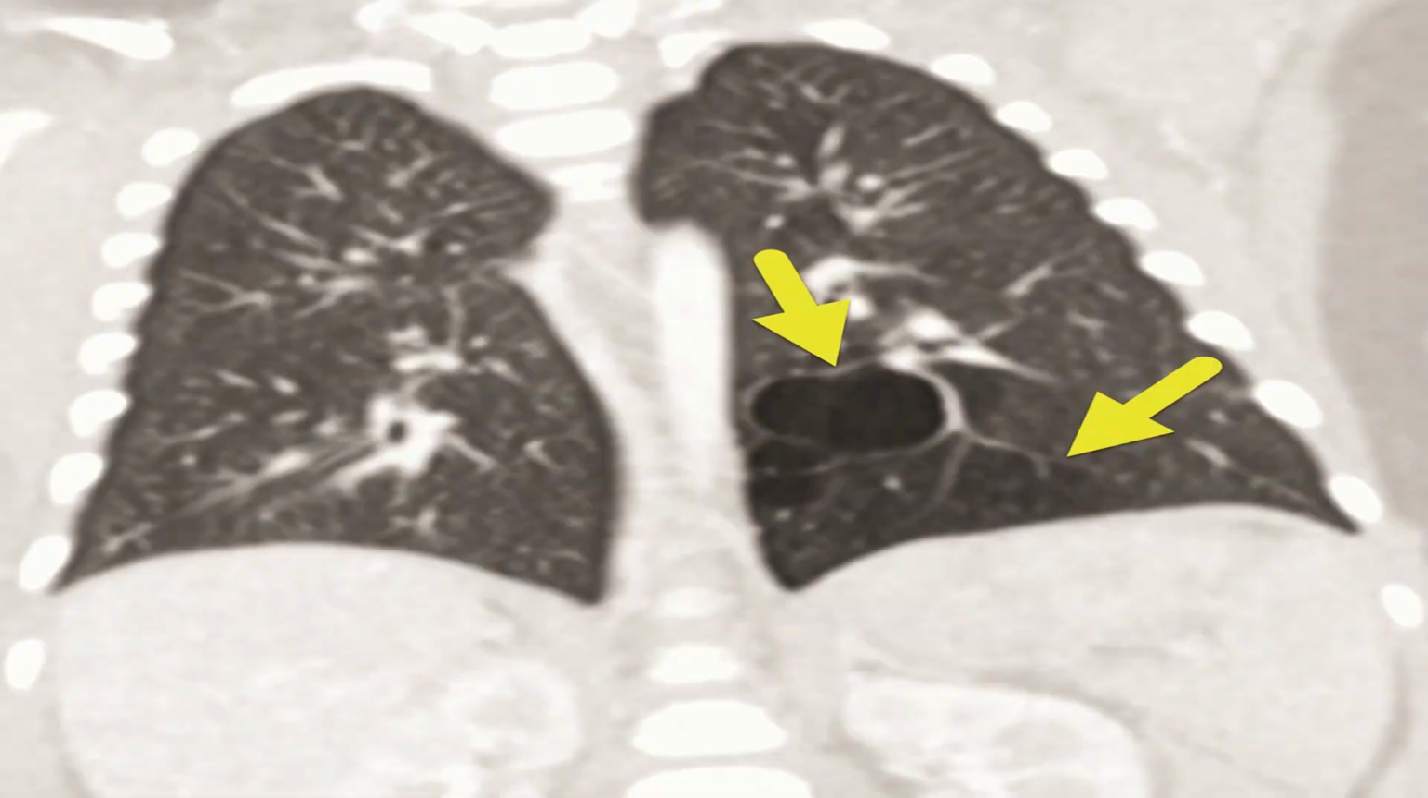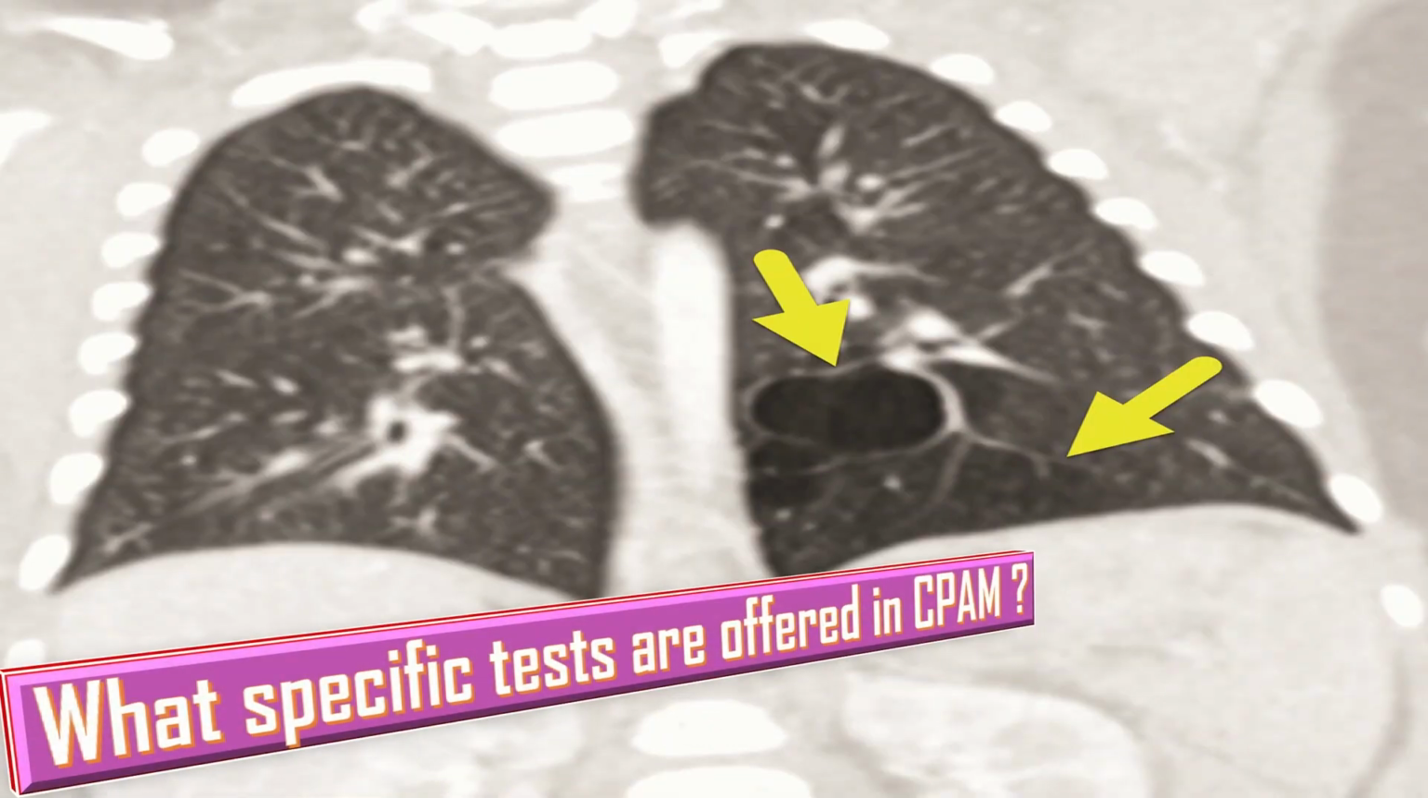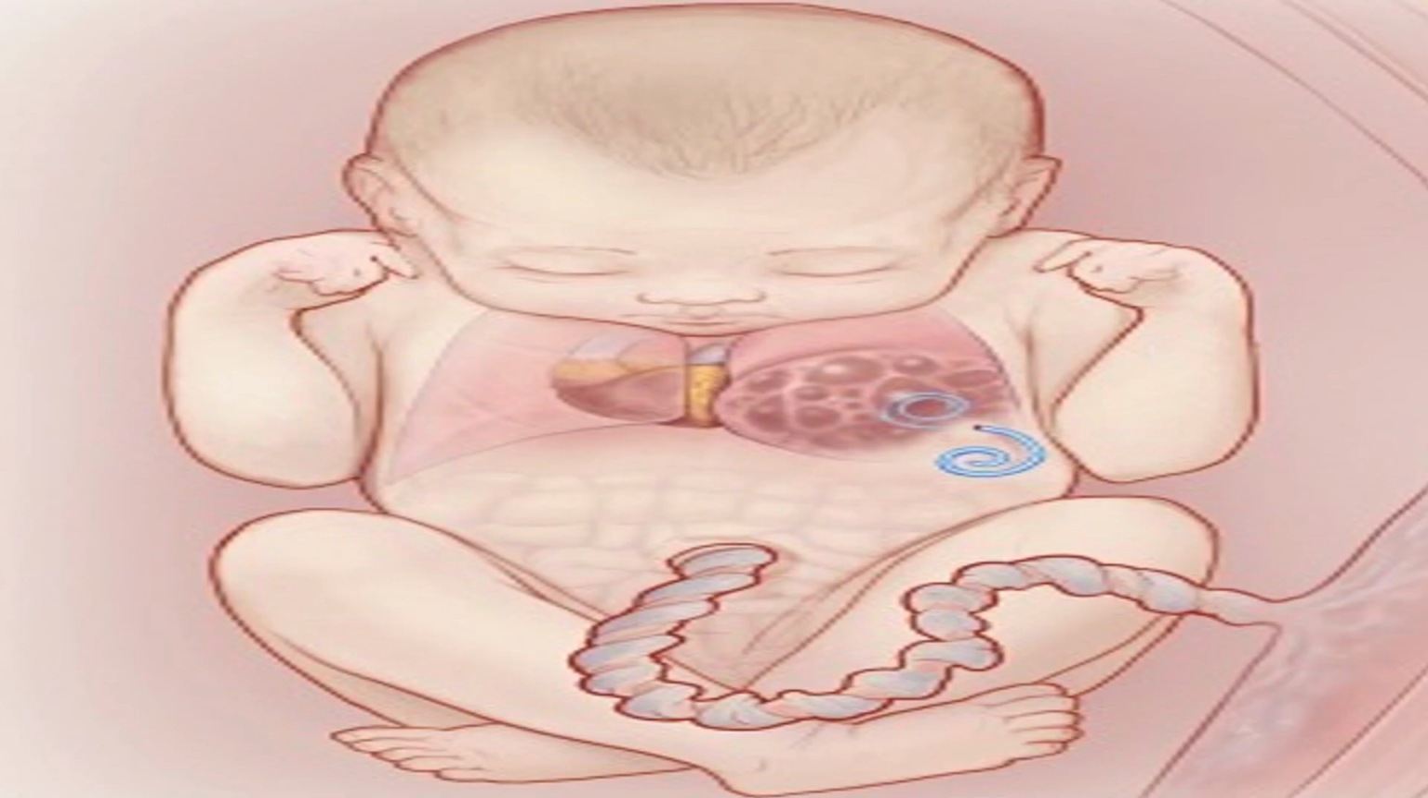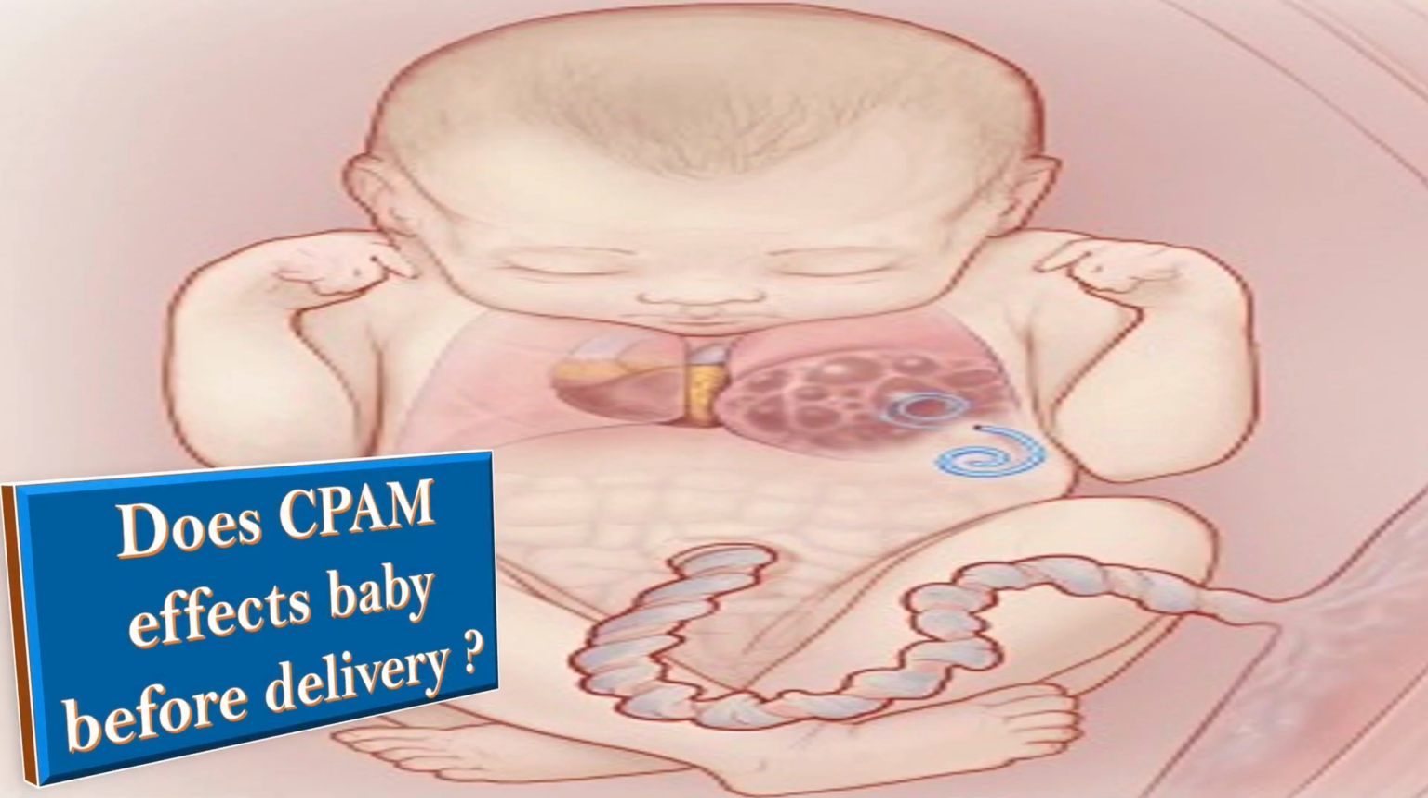What specific tests are offered in congenital pulmonary airway malformation? Because we don't know the exact cause of this abnormality, there are no specific tests to find the reason why it happens. However, the patient is sent to an expert in fetal medicine, who does a thorough ultrasound scan and thereafter offers follow-up regular scans. Does CPAM affect the baby before delivery?